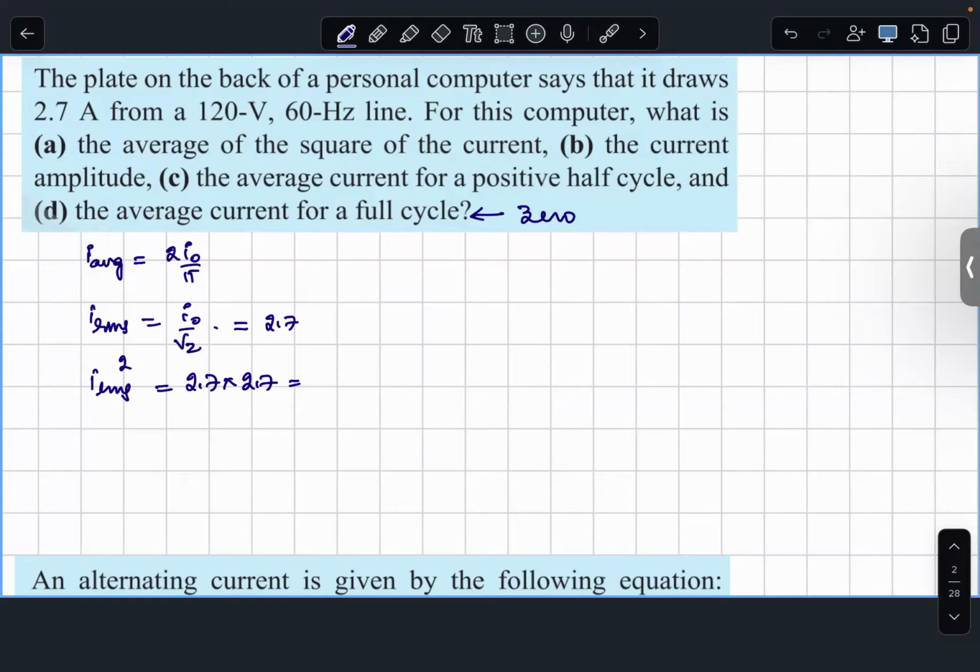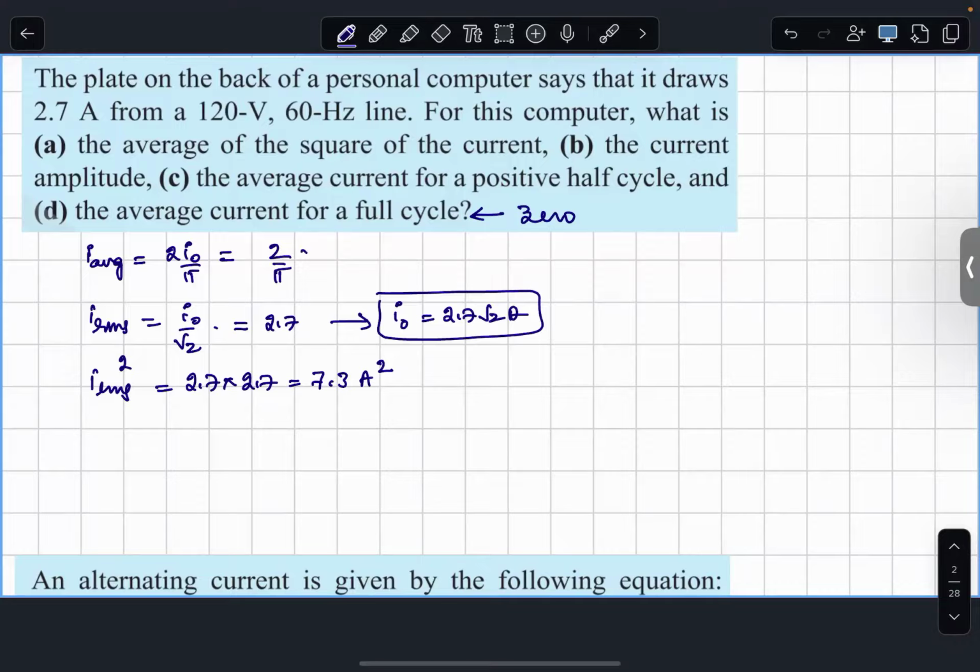7.3 at the boundary, ampere square. Current amplitude, I naught, is equal to 2.7 root 2 amps. This is the current amplitude. The average current is 2 by pi times I naught, 2.7 into root 2 amps. I've done completely everything. It's like a trial ball when we are playing.